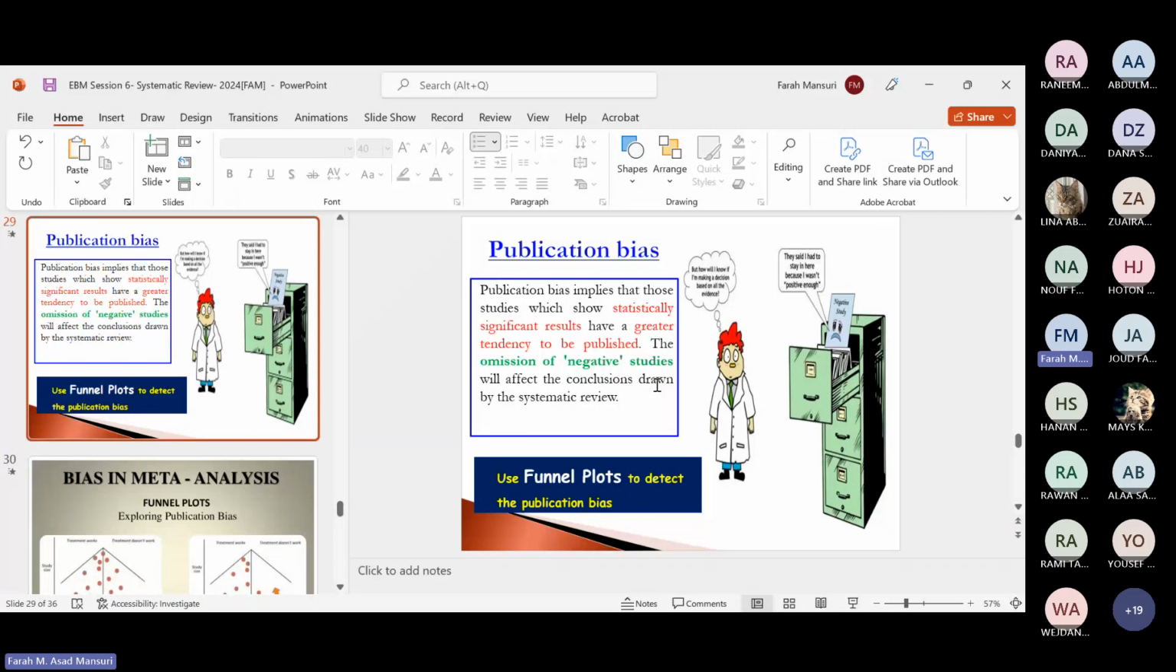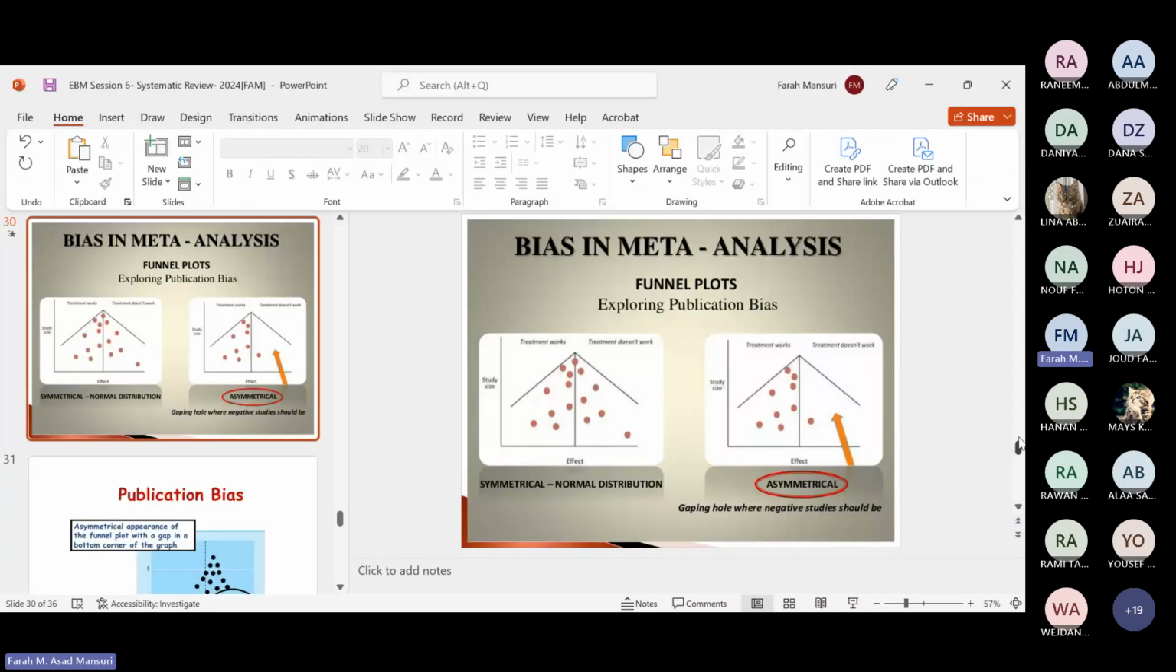Yeah, because of the citation, the significant studies are published more and negative studies are not published. So how can we diagnose whether the publication bias is there or not? That is by means of the funnel plot. This is also known as the drawer effect. Publication bias is also known as the drawer bias, because whatever we get positive is included.